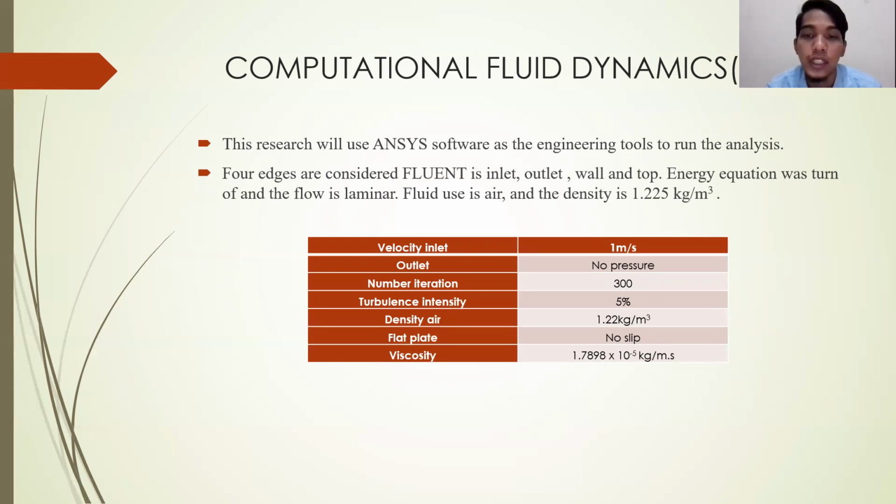First, velocity inlet, which is 1 meter per second. For the outlet, pressure is none. And then number of iterations is 300. Turbulent intensity is 5%. Density of air is 1.225 kilogram per meter cubed. And then the flat plate is no slip. For viscosity, it is 1.7898 times 10 to the power of -5 kilogram per meter second.